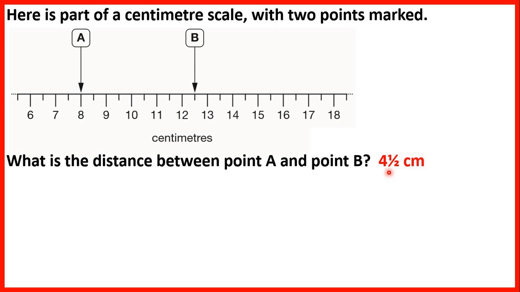We can write our answer as a fraction, but if we want to write it as a decimal, that would be 4.5 centimetres, because 1/2 is the same as 5/10, and the first digit after the decimal point is the 10ths digit.